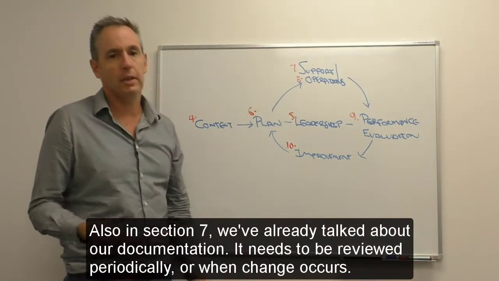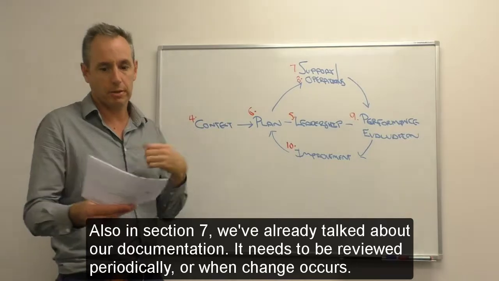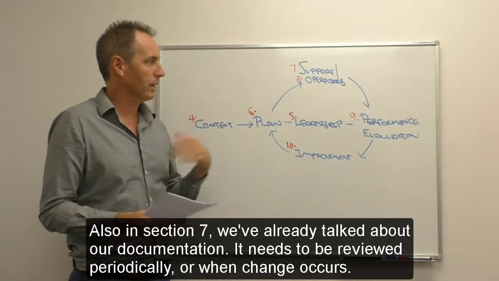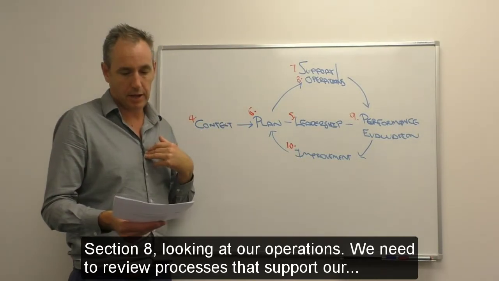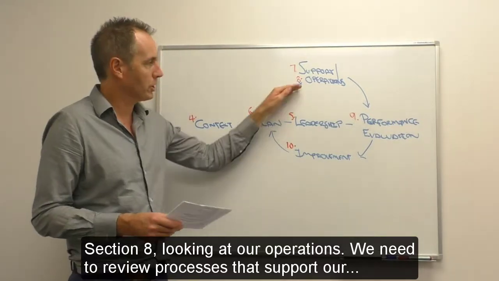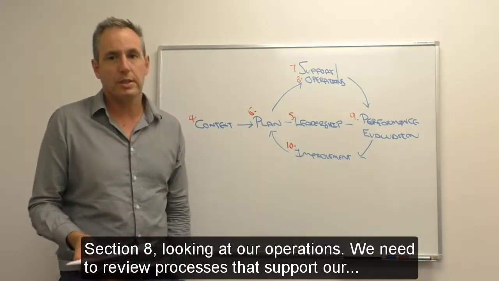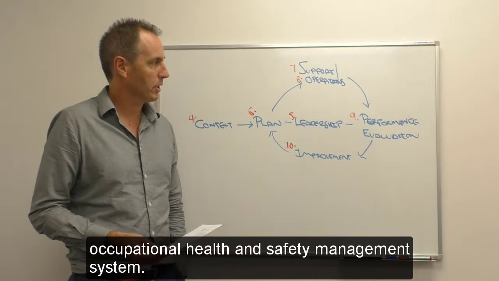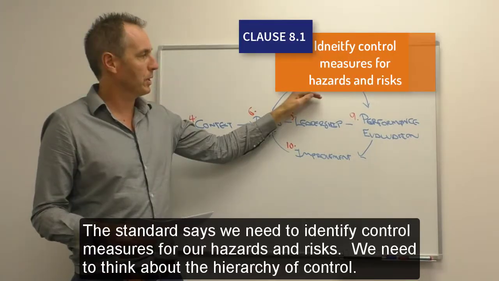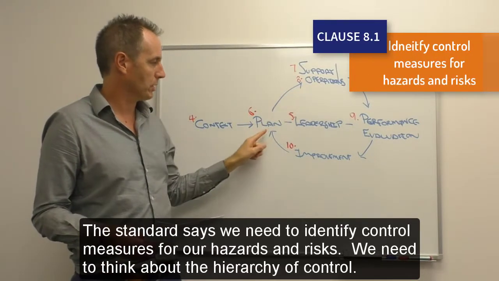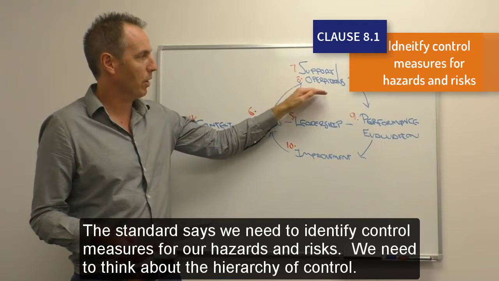Also in section 7, yes, we've already talked about our documentation. It needs to be reviewed periodically or when change occurs. Section 8, looking at our operations. Yes, we need to review processes that support our occupational health and safety management system. The standard says we need to identify control measures for our hazards and risks. We need to think about the hierarchy of control.